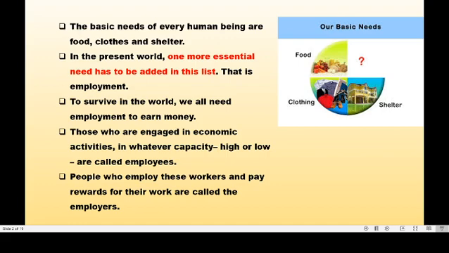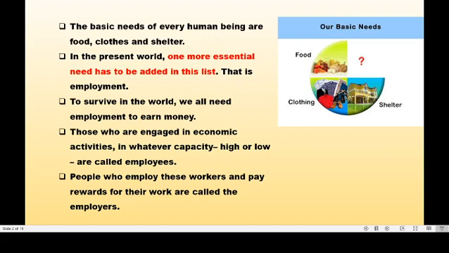You all know that we get food, and we wear dresses, and we build houses. How do you do all those things? Because you need money to buy food items and raw materials. You need money to buy the clothes. You need money to buy the raw materials to build your house. So from where could you get the money? That is the big question.